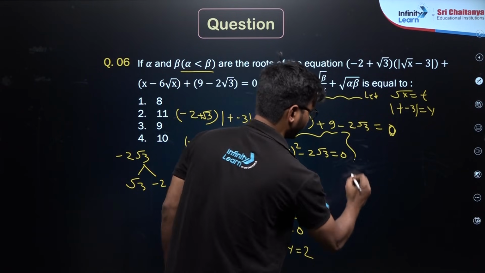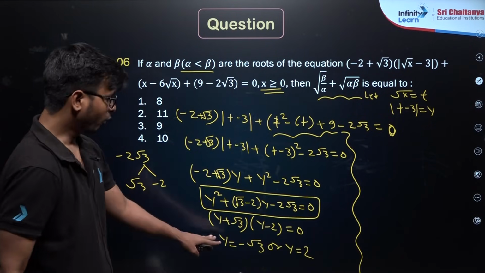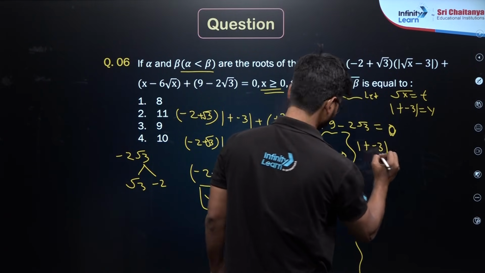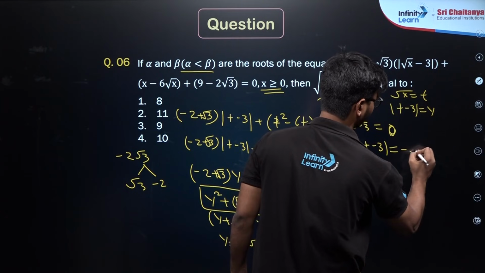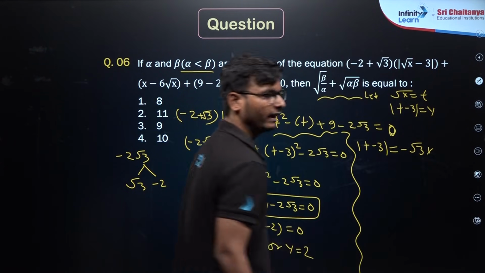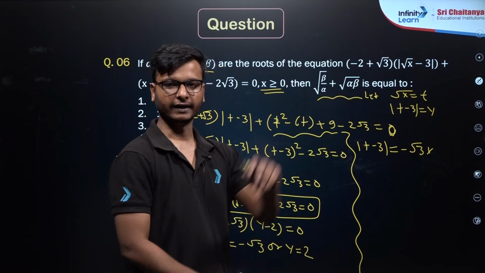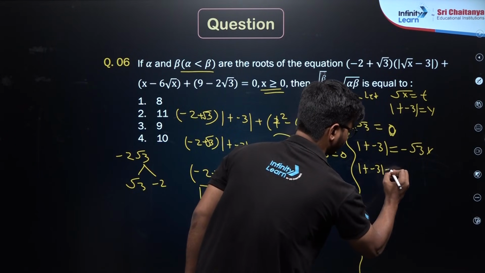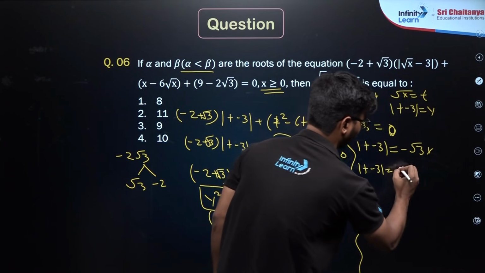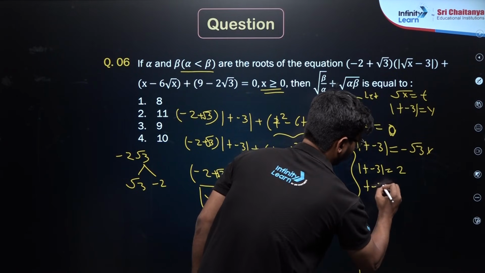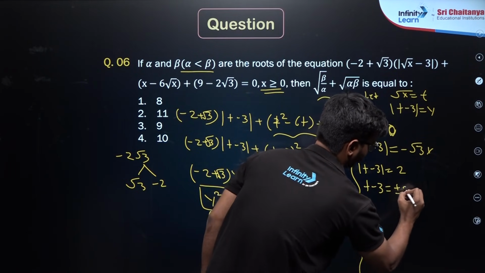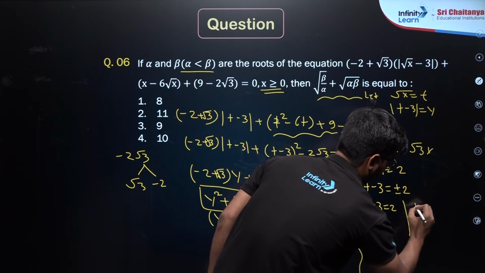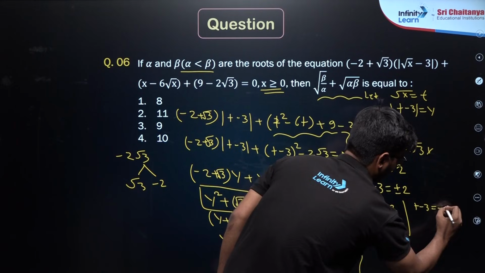Okay. Further, if you solve, what is y? Y is nothing but mod of t minus 3 is equals to minus of root 3. This is not possible. Why not possible? Because mod value cannot be negative. So we are going to have mod of t minus 3 is equals to 2. So I can write it as t minus 3 is equals to plus minus 2. So it will be t minus 3 is equals to 2 and t minus 3 is equals to minus 2.